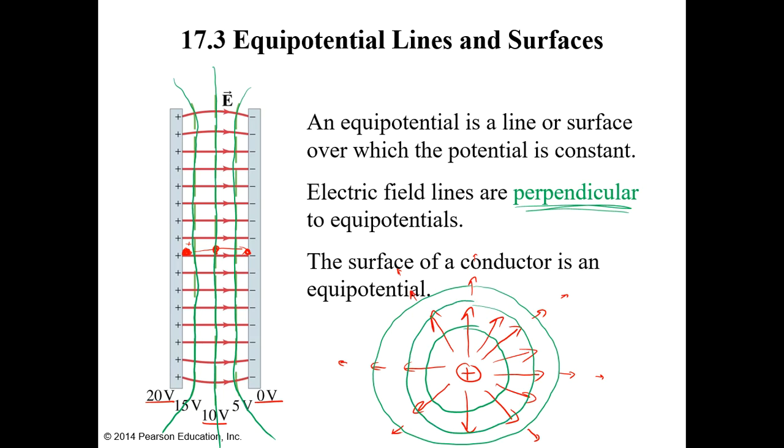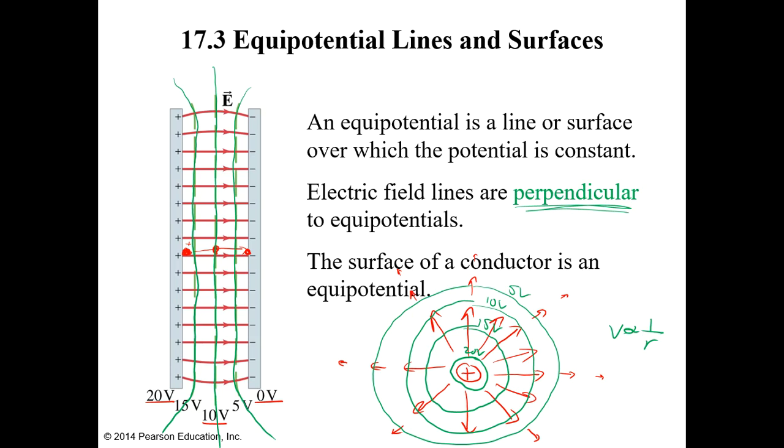This is what equipotential lines would look like around a positive charge. So I don't know, you might have 20 volts here, 15 volts here, 10 volts, 5 volts. It would drop off at a rate of, turns out in this case, 1 over r. That's how quickly it would drop off.